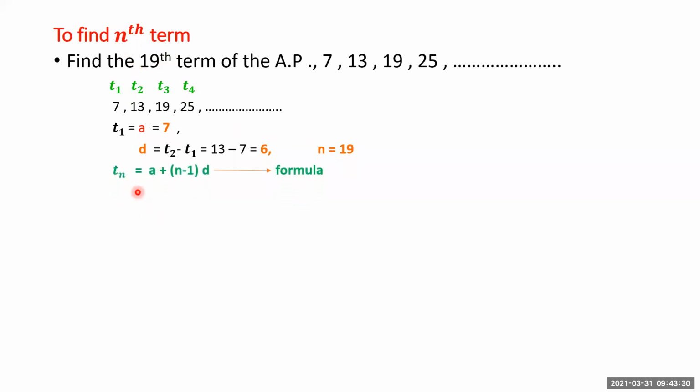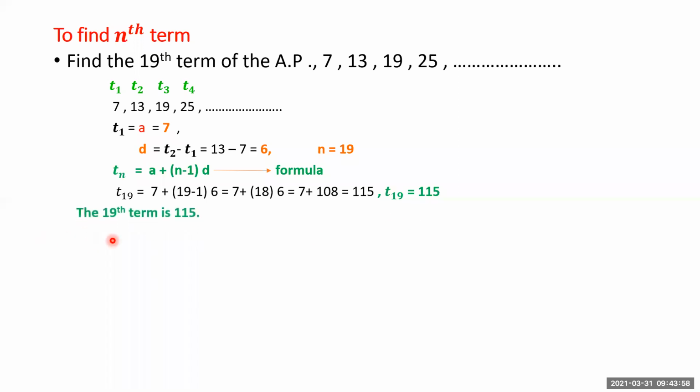Okay. So now you write the formula: Tn equal to A plus (N minus 1) into D. In place of N, you substitute 19. The A value is 7, then 19 minus 1, and the D value is 6, which I have written here. Then simplify this. At last you will get 115. So T19 equal to 115. That means the 19th term is 115. This is your last answer.